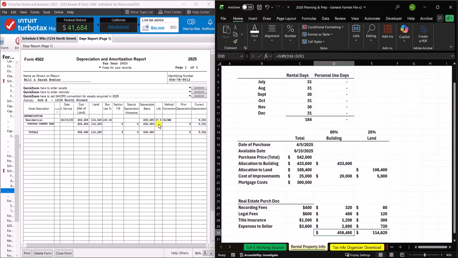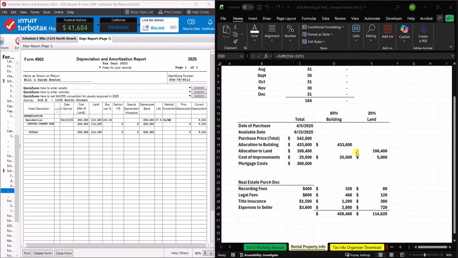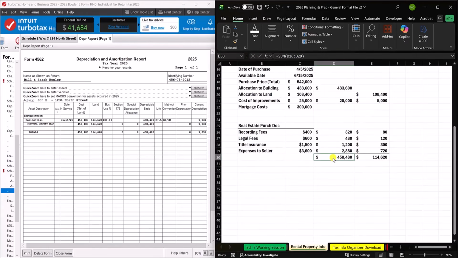It is subject to depreciation over the 27.5 years. That's just the tax law applicable to residential rental property. The method by which it is depreciated is straight line and the mid-month method, okay? So let's see if we can understand what that means. All right, so going down here, this is the depreciable basis as we said. So what I want to do first is I'm going to take 27.5 right here, and I'm going to divide this 458,480 by 27.5 years.